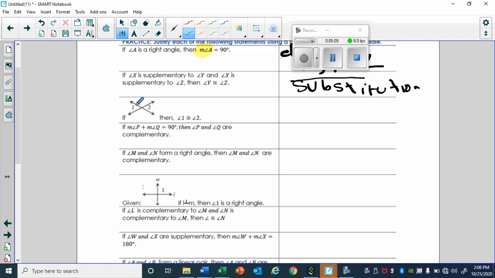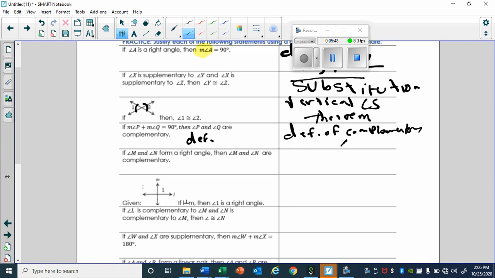It says if this is true, what kind of angles are these? These are vertical angles, so we're referring to a form of the vertical angles theorem. So we don't always get a statement, we might get a diagram. If the measure of P, oh my gosh, we're looking at definitions here, plus the measure of Q equals 90 degrees, then these are complementary. So this is the definition of complementary. If angle M and angle N form a right angle, then these angles are complementary. So we're talking about a theorem because there's no measure there. I hope you see the difference between definitions and theorems.